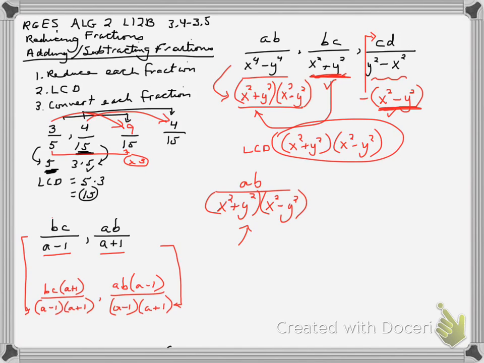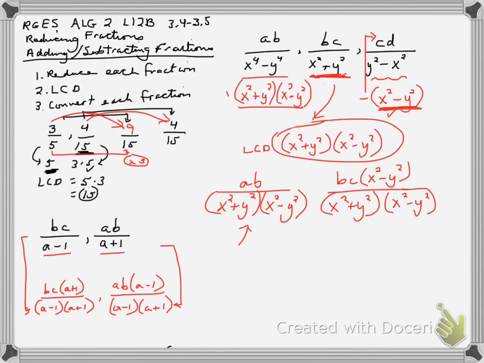Now for the second one, looking at my least common denominator, I already have the x squared plus y squared, so I need the x squared minus y squared. So take that up to the numerator, and I get bc times x squared minus y squared, all over the common denominator, x squared plus y squared times x squared minus y squared.